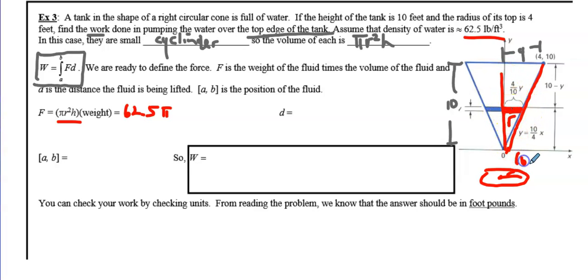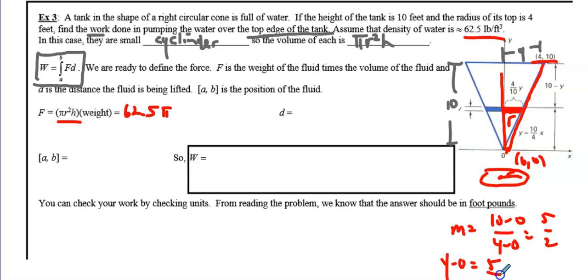So I know that this line here goes through the point 0, 0, the origin. I also know that it goes to the point 4, 10. So I can use point slope. First of all, I can find the slope of my line. So I know that the slope is going to be 10 minus 0 over 4 minus 0. So my slope is going to be 5 over 2, or again 10 over 4. So the equation of my line is going to be y minus 0 equals 5 over 2 x minus 0. As you guys can see, it's going to be equal to y equals 10 over 4 x.